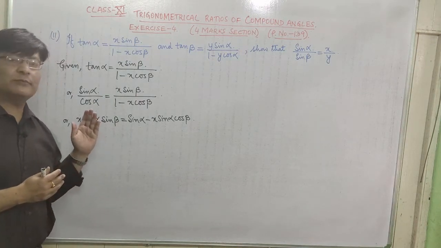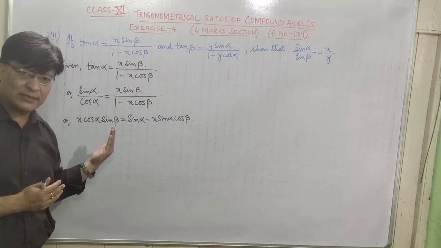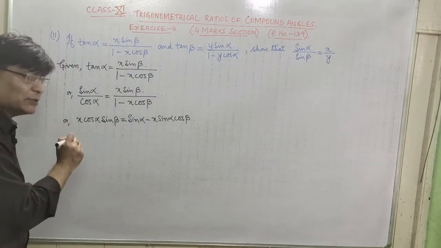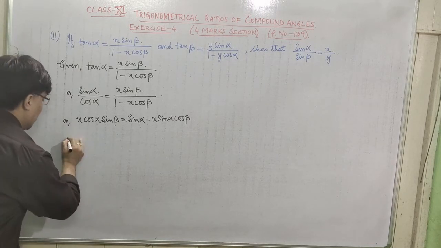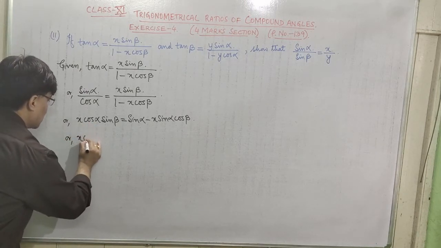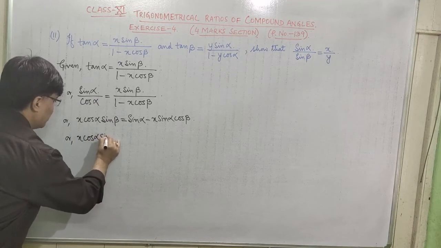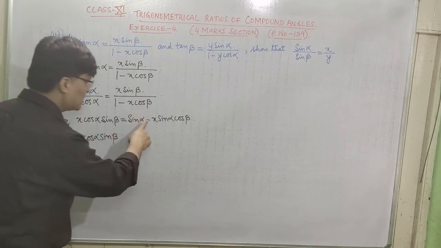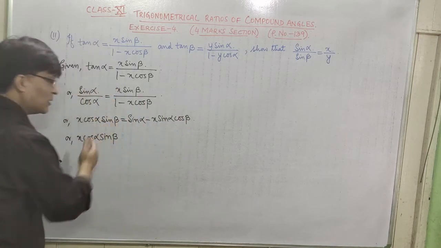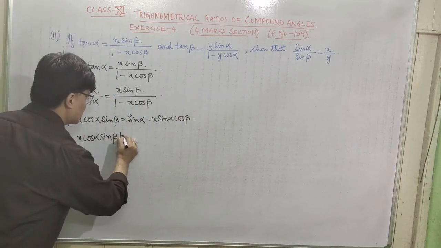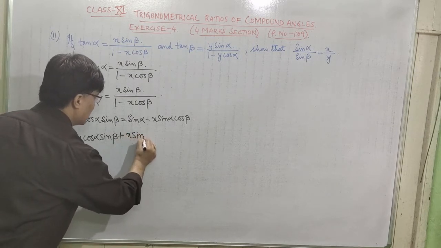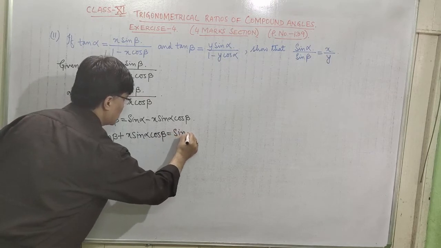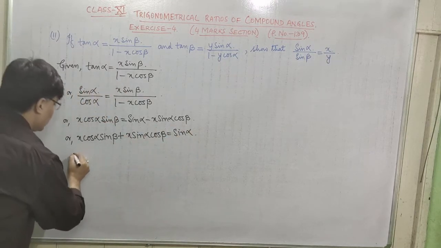Now you have to keep the terms containing x on the left hand side and all other terms on the right hand side. So this is x cos alpha sine beta. Then you have to take the term containing x on the left hand side, that is minus x sine alpha cos beta, take it to the left hand side. So it becomes plus, isn't it? Plus x sine alpha cos beta is equal to, this is your sine alpha.